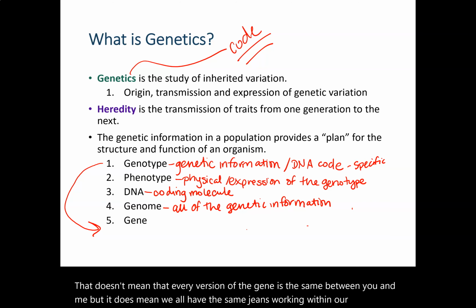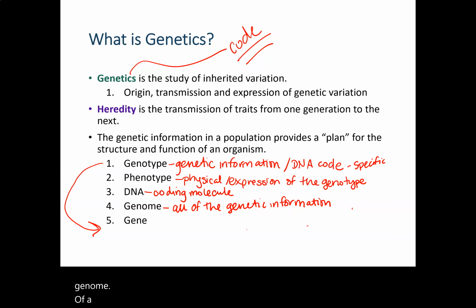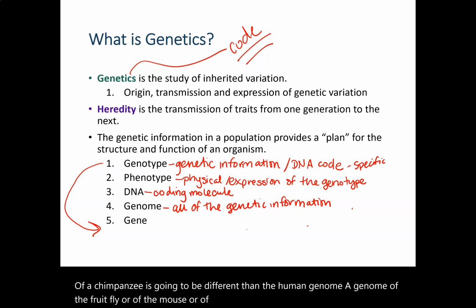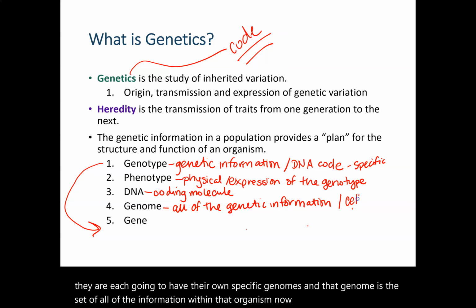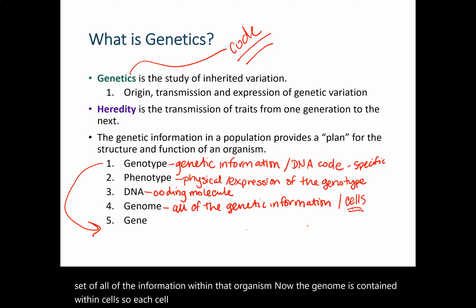The genome of a chimpanzee is going to be different than the human genome. A genome of the fruit fly or of the mouse or of the dog or a house cat, whatever organism, they are each going to have their own specific genomes. And that genome is the set of all of the information within that organism. Now, the genome is contained within cells. So each cell contains an entire copy of the genome within a multicellular organism.